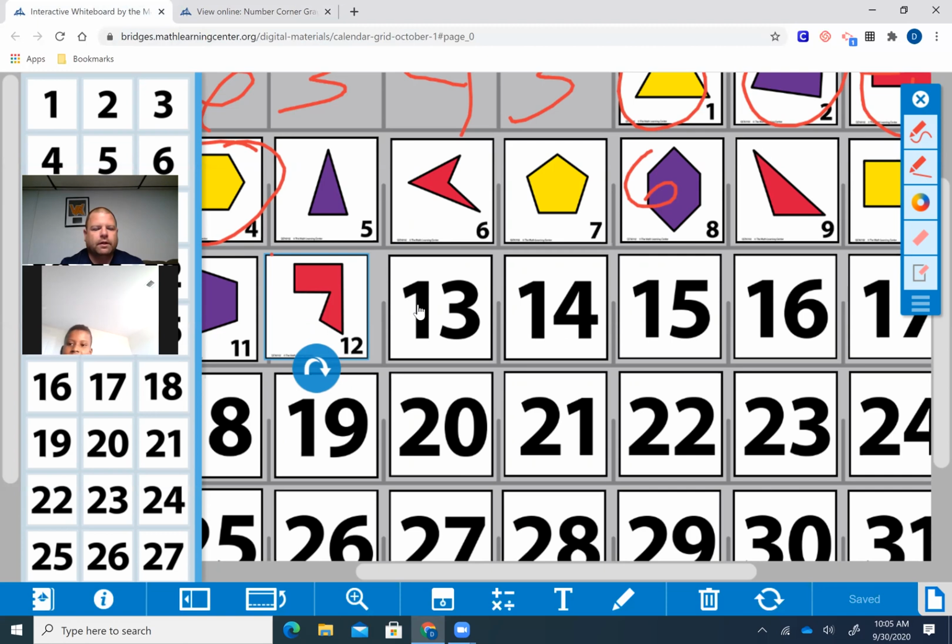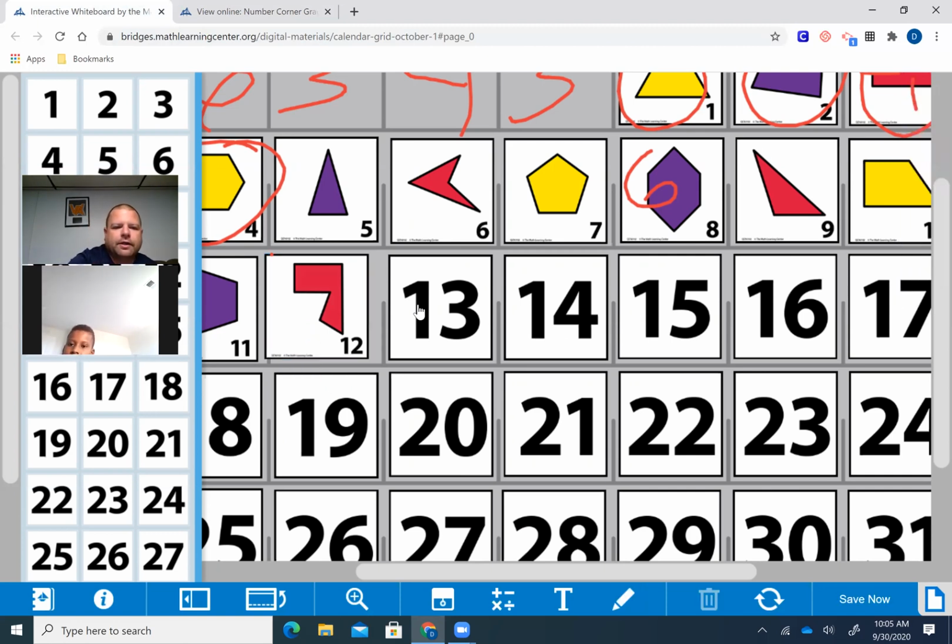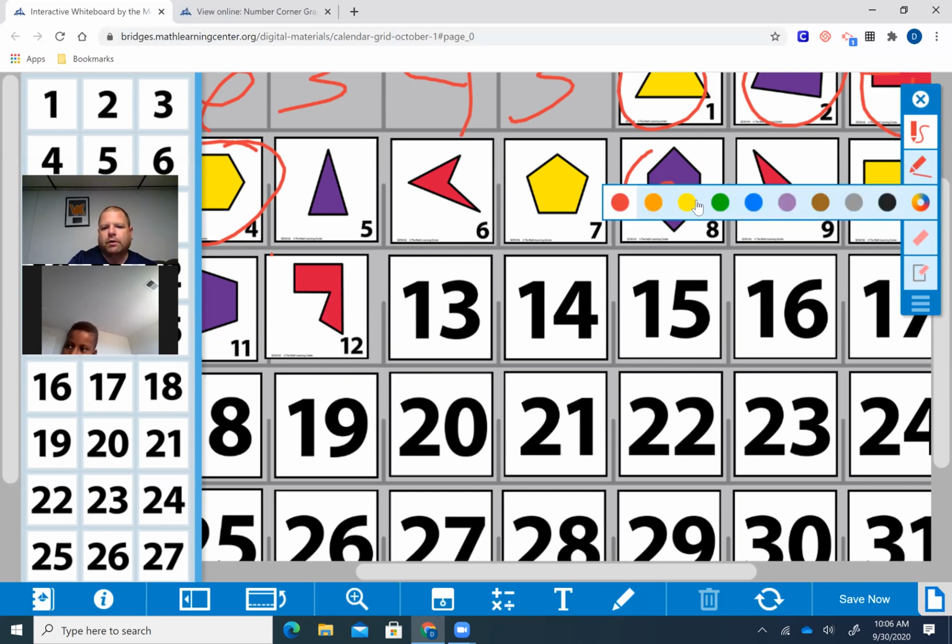Not really. So when we look at angles, we want to look inside. Do any of the lines form an L? Yeah, kind of, right? So if you look right here, we're going to change the color of our marker because the shape is red.